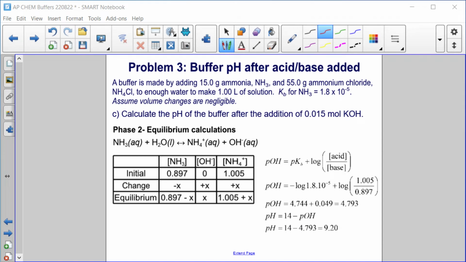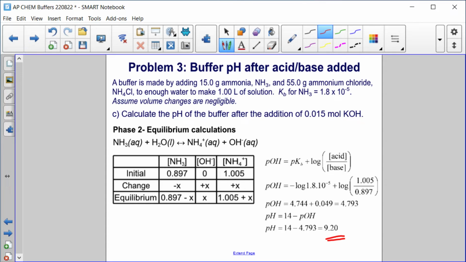So I used the Henderson-Hasselbalch equation to say pOH equals pKb plus the log of the acid over the base. These are the concentrations we calculated in the previous step. The Kb was given in the problem. And we get a pH of 9.2, which is exactly the same as calculated in parts A and B, which is to be expected because that's the point of a buffer, to resist those changes in pH.